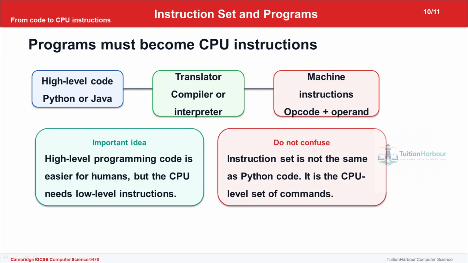Programs and CPU instructions. Programs written in languages such as Python or Java must be translated into machine instructions. A compiler or interpreter performs this translation. High-level code is easier for people to understand, while the CPU needs low-level instructions from its instruction set.